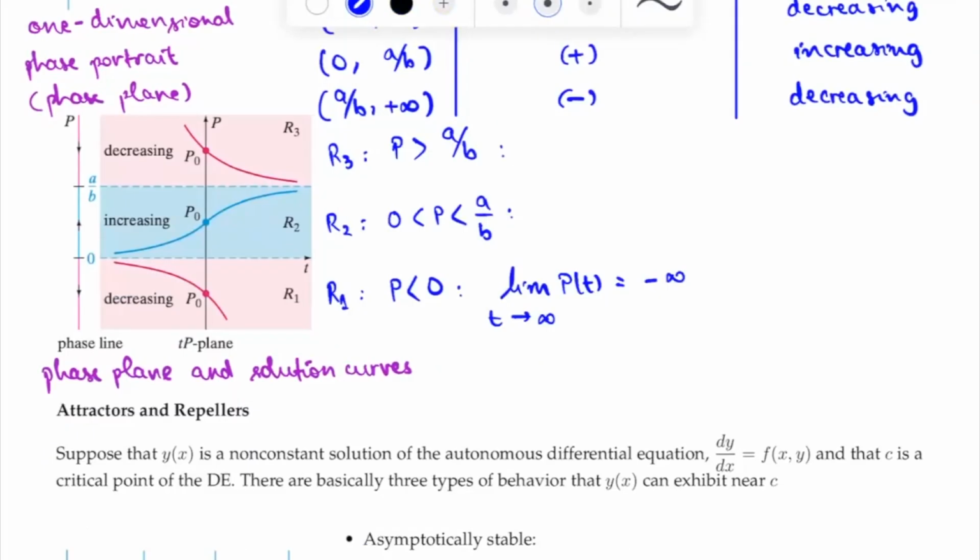Now, in the second region, between 0 and a over b, when you take the limit of p of t as t goes to infinity, the solution approaches a over b, which is the carrying capacity. And when p is greater than a over b, when you take the limit as t goes to infinity, you see that it also approaches a over b, which is the carrying capacity.